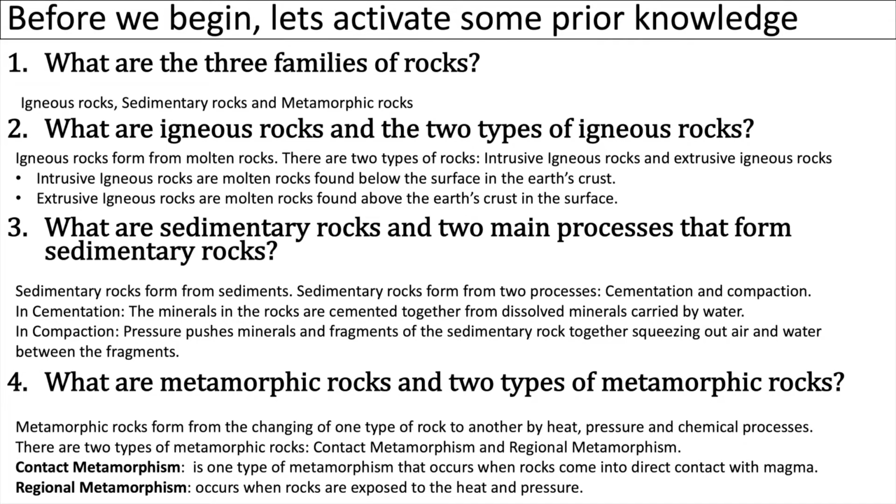Number 4. What are metamorphic rocks and 2 types of metamorphic rocks? Metamorphic rocks form from the changing of one type of rock to another by heat, pressure, and chemical processes. There are 2 types of metamorphic rocks, which are contact metamorphism and regional metamorphism. Contact metamorphism occurs when rocks come into direct contact with magma. Regional metamorphism occurs when rocks are exposed to heat and pressure.